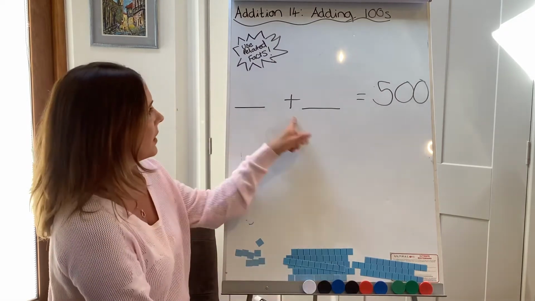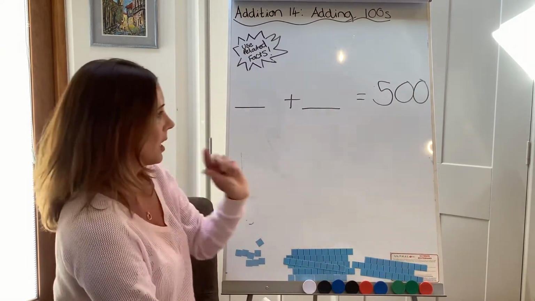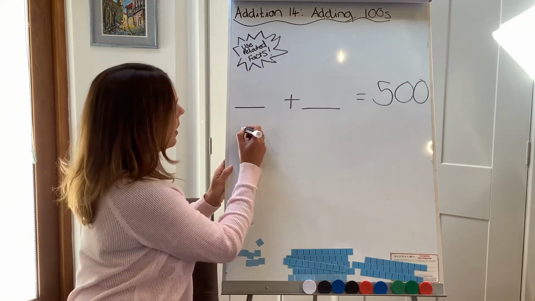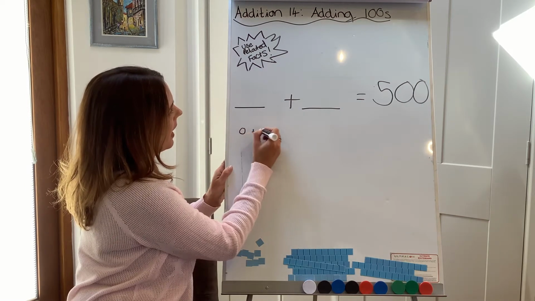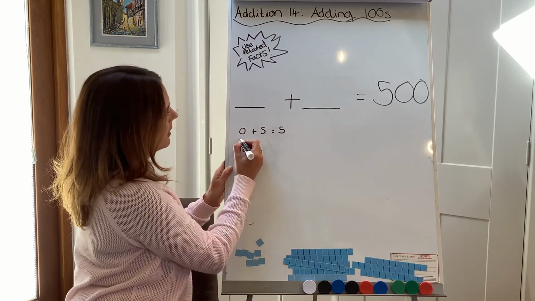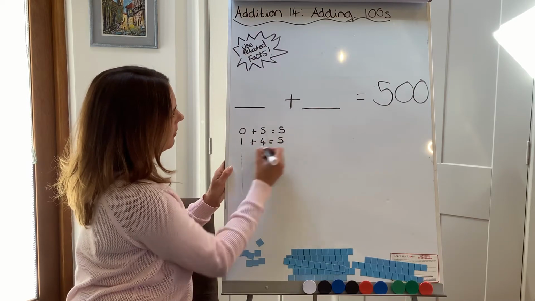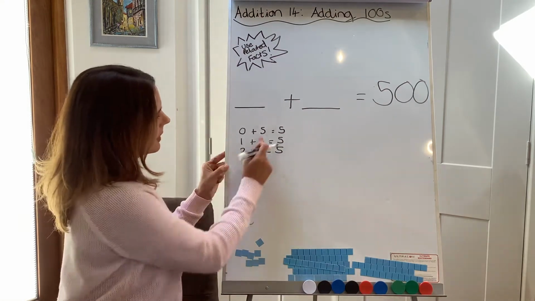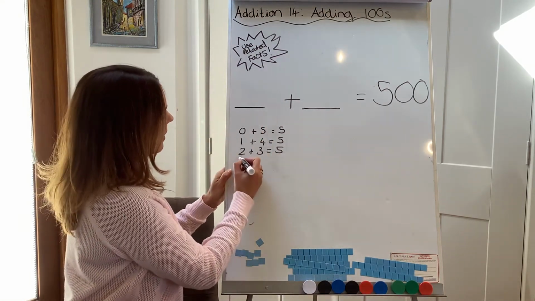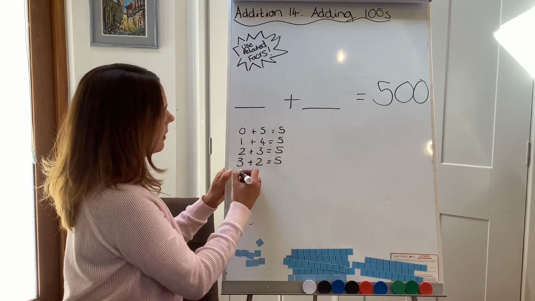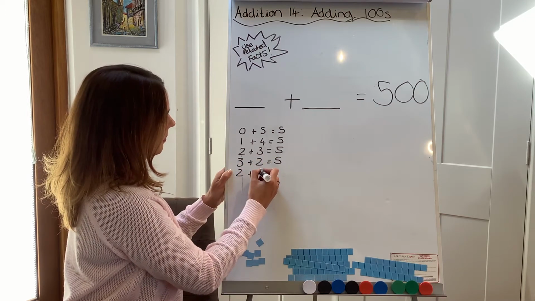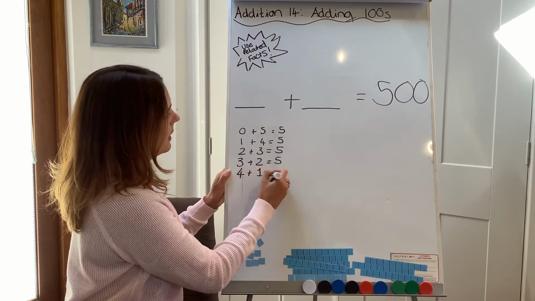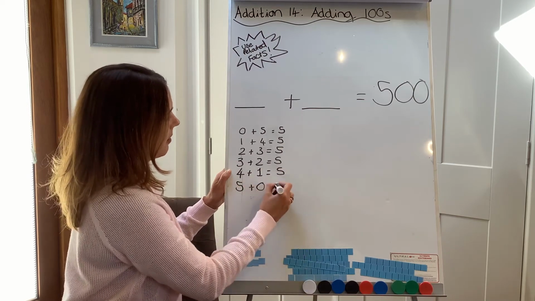Okay, so something and something makes 500. So I'm going to use my knowledge of number bonds to 5 to help me. I know that 0 and 5 makes 5, and I know that 1 and 4 makes 5, 2 and 3 makes 5. I'm working systematically. I'm getting one bigger on this side, one smaller on the other. So 3 and 2 is equal to 5. 4 and 1 is equal to 5, and 5 and 0 is equal to 5.